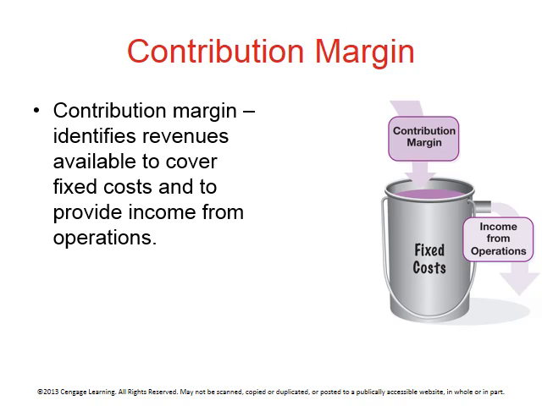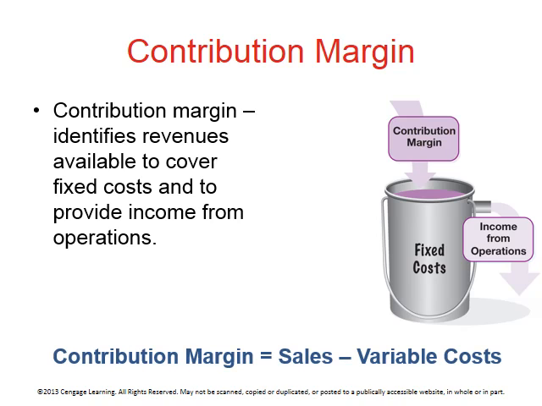So the idea of contribution margin is it's revenues available to cover fixed costs and to provide income from operations. Contribution margin is your revenue minus your variable costs. And that revenue minus variable cost is the amount of revenue you have to cover your fixed costs. So again, contribution margin is sales minus variable costs.